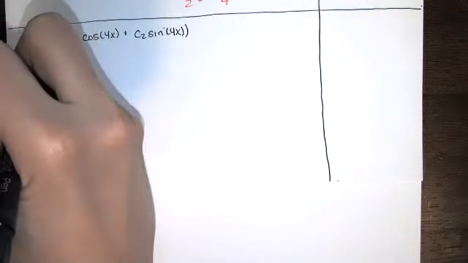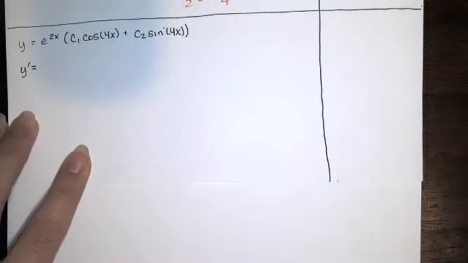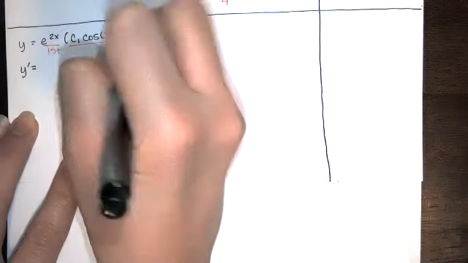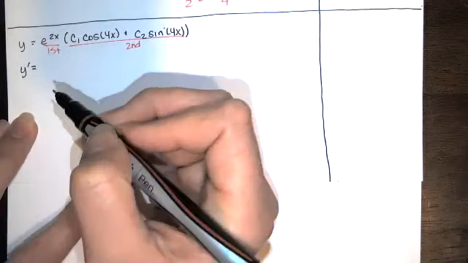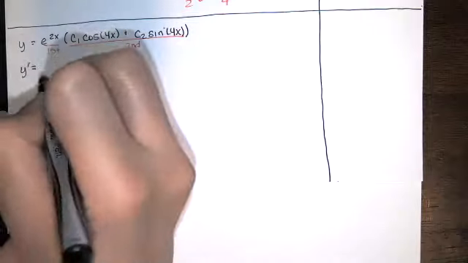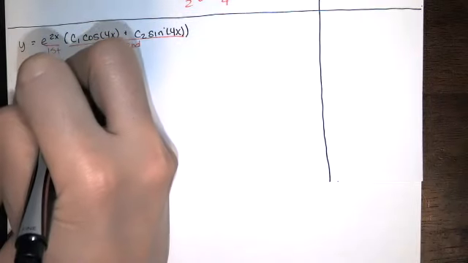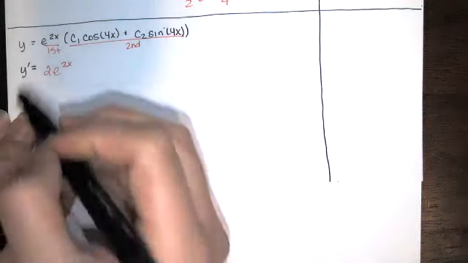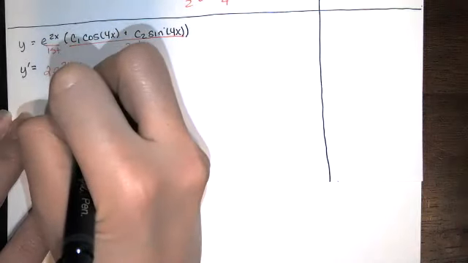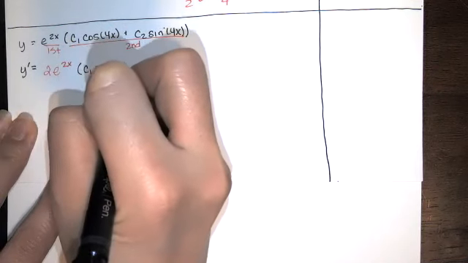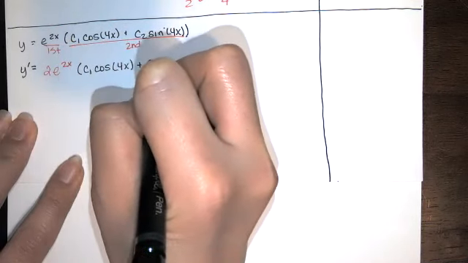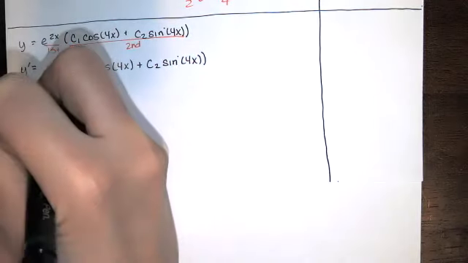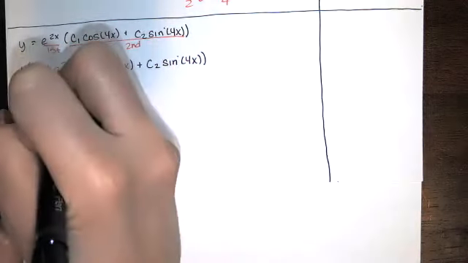Okay, so when we compute y prime, we're going to use the product rule. Here's our first function, and there's our second function. So according to the product rule, we'll get the derivative of the first. The derivative of e to the 2x is e to the 2x times the derivative of the inside, which is a 2. The derivative of the first times the second, plus the derivative of the second, which I'll do in a second, times the first.